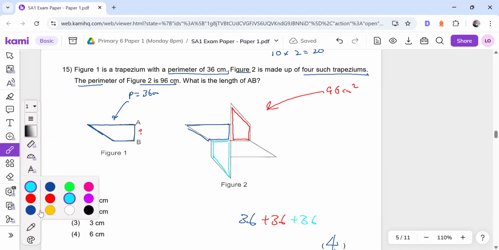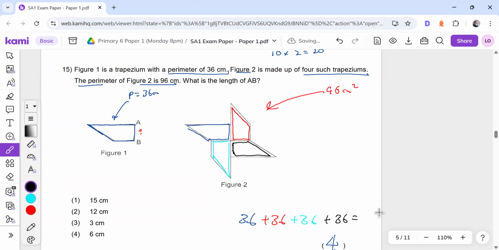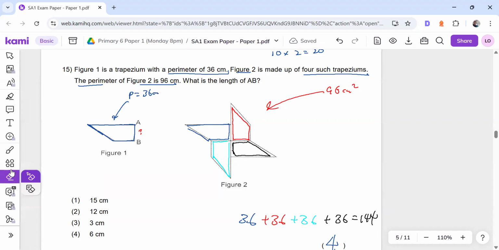Some of you may do differently. Doesn't matter. Then another trapezium. So what's the perimeter of the 4 trapeziums added together? You will get 144. Now, look carefully. I am going to take 144 and minus away the perimeter of figure 2. Where is the perimeter of figure 2? Look carefully.